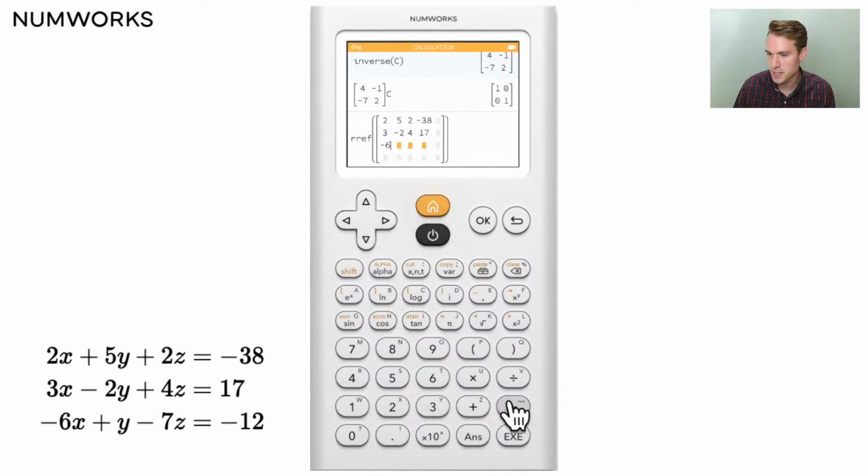Oh, -6. Let's talk about that for just a quick second. There is only one minus key on this keyboard. There is not a minus and a negative. Those are the same thing, so there's no need to remember which key to press. We only have one minus key, so no confusion about that. Coefficient of y is 1, coefficient of z is -7, and then -12.